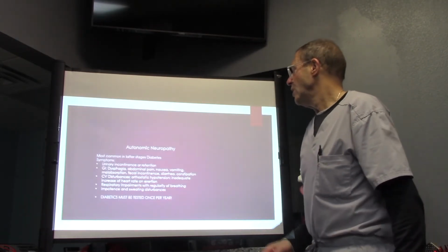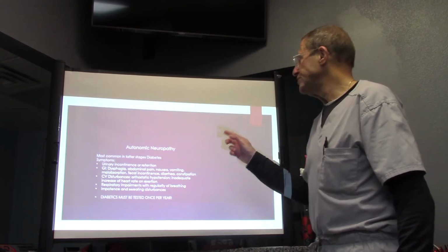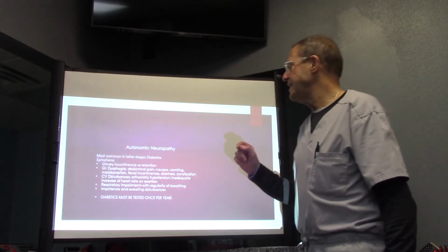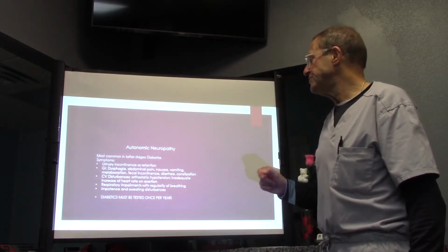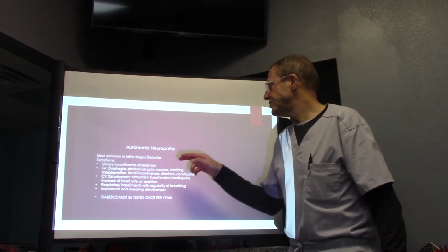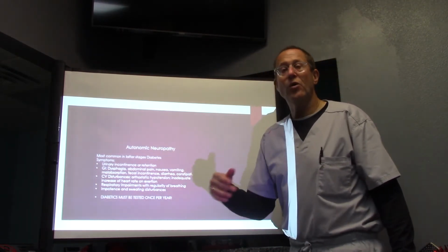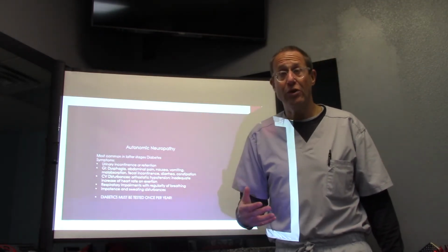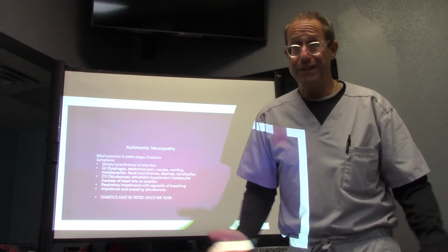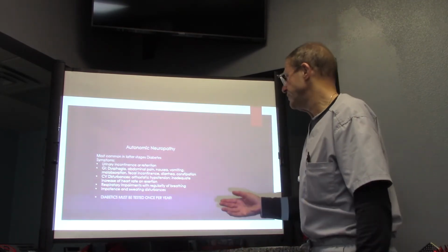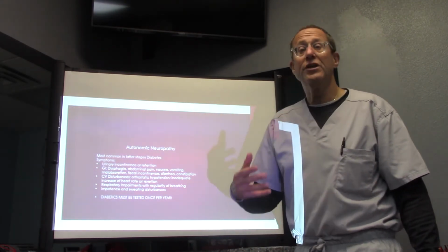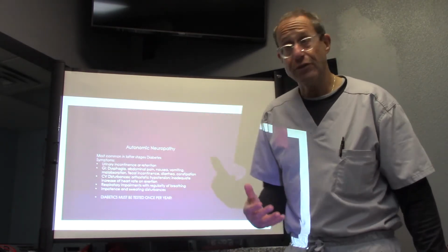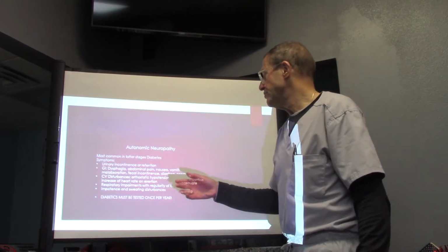and so forth. Autonomic neuropathy, most common in the latter stages, again, of diabetes: urinary incontinence or retention. So incontinence, of course, is the loss of bladder control, so you could just pee at any time, in other words, if you're not familiar with that term. Or retention, you don't urinate, okay, so therefore toxins are going to build up in your system.